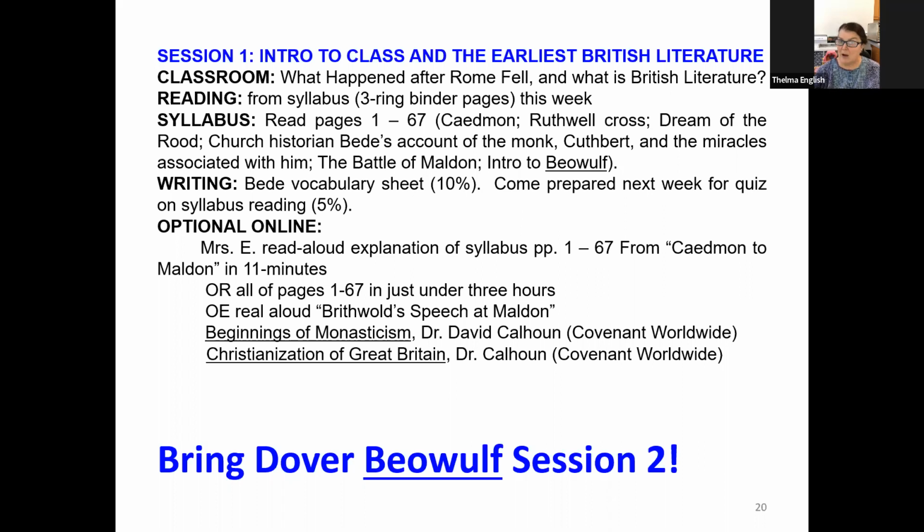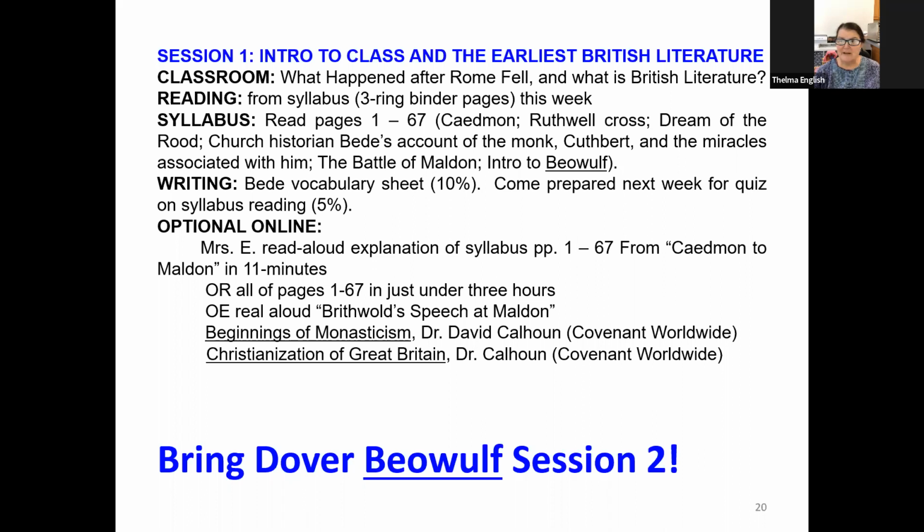You're going to be reading about Caedmon, brand new to you, Caedmon and the Ruthwell Cross, the Dream of the Rood. That was a style of British literature. People had these dreams and they would wake up and write down the dream that they had. The church historian Bede's account of the monk Cuthbert and the miracles associated with him, the Battle of Maldon, men will like that especially, and an introduction to Beowulf.